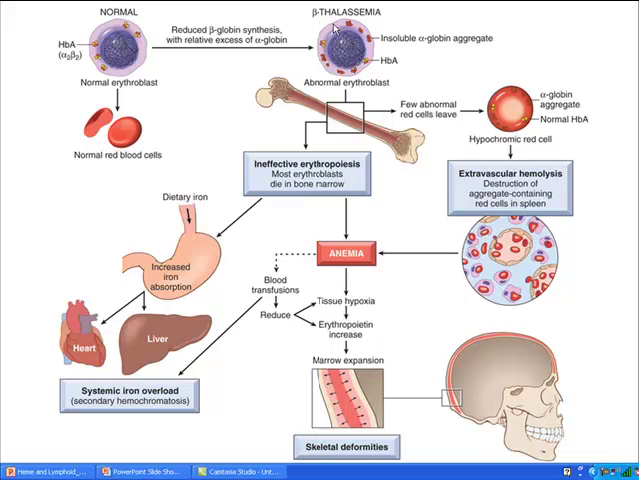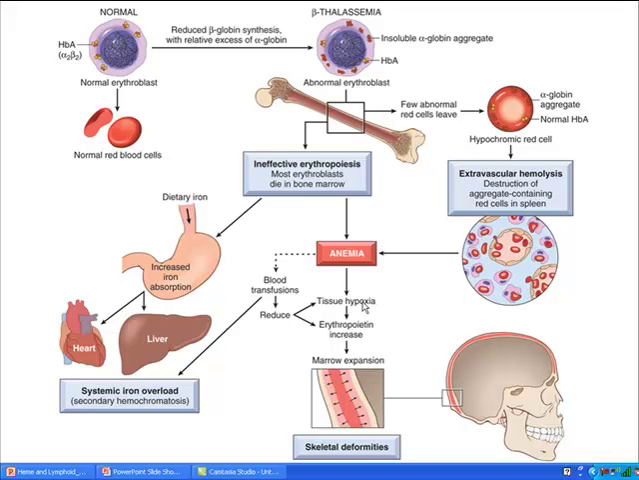But in beta thalassemia, where there is a reduction in the beta globin synthesis with the relative excess of the alpha globin, it's going to create or produce abnormal erythroblasts, which will lead to ineffective erythropoiesis. So most of the erythroblasts will die in the bone marrow, and that will result in anemia. And with anemia, there's going to be tissue hypoxia.